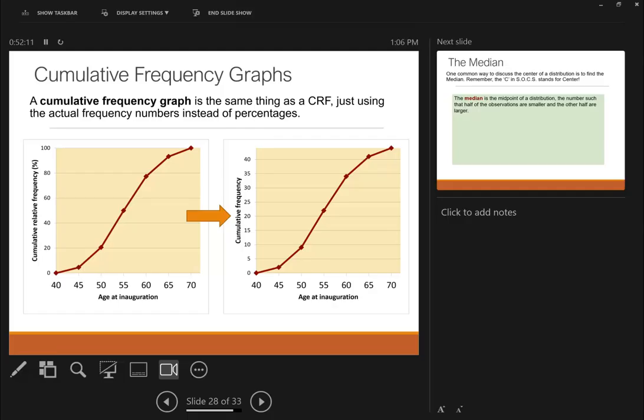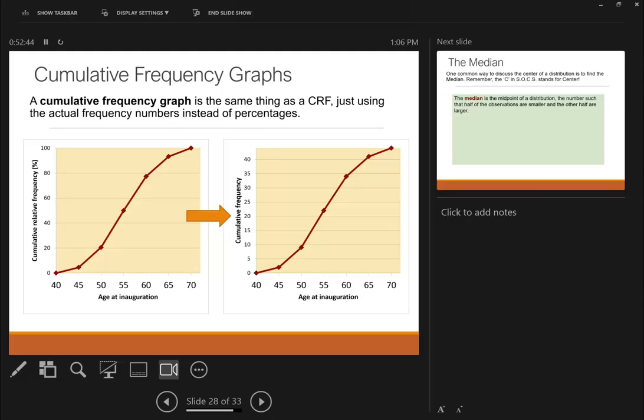So you can do this as a cumulative relative frequency, where my y-axis is percentages. Or I can do this as a cumulative frequency graph, where my y-axis now is count. So remember, there's 44 total presidents, so the top of my graph is 44. And it's the same picture, right? The only difference is the axis is labeled differently. So you can do it the same kind of way.